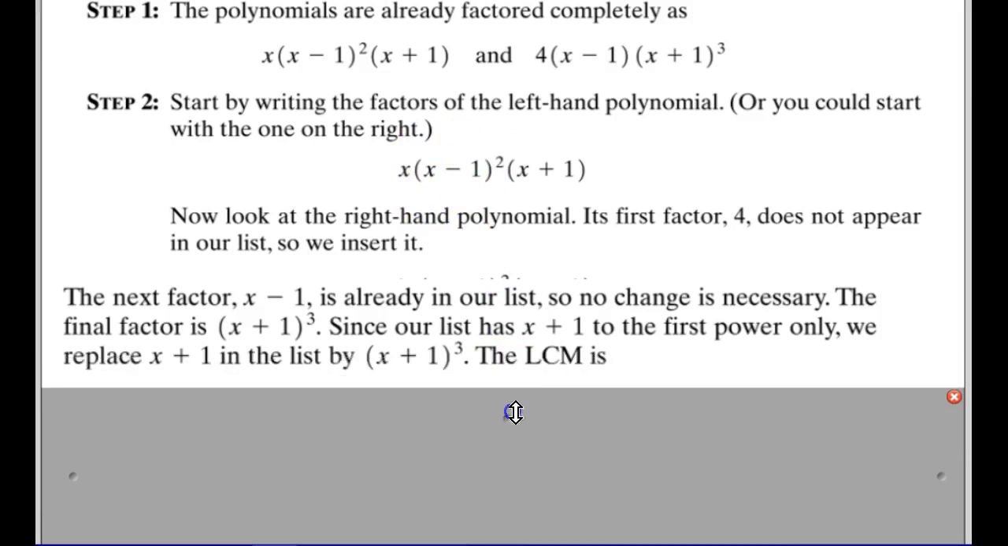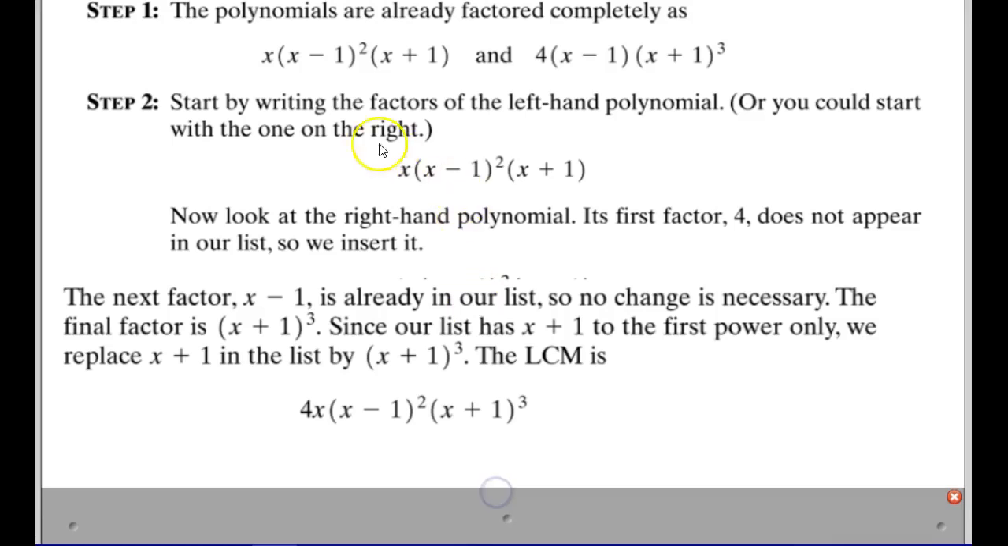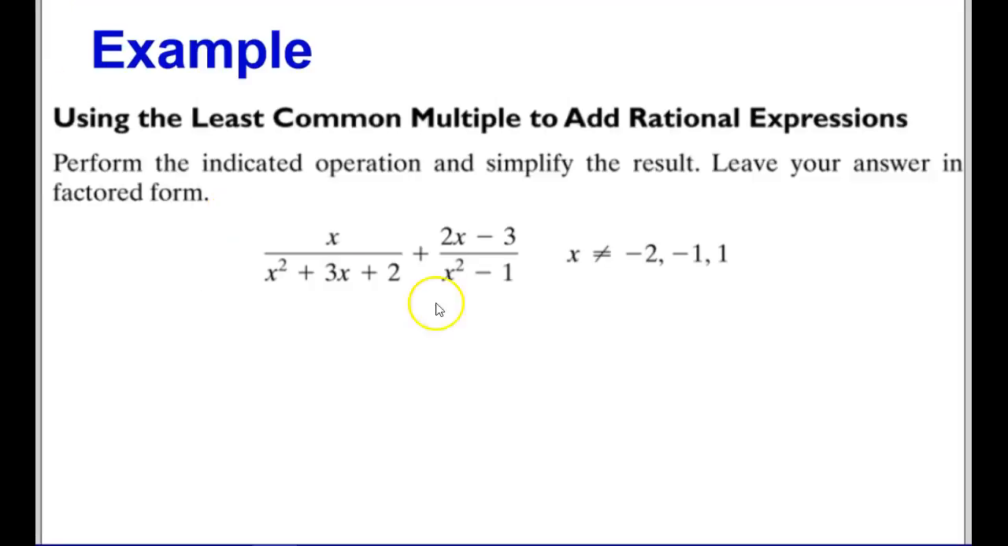Okay? So our third one, this x plus 1, I only have 1 here that I started with. But this tells me that I've got 3. So I have to add in 2 more to get everything that I'm missing. So I just changed that to a 3. So my final is, right, this 4x times x minus 1 squared times x plus 1 cubed. So I always factor everything first, then start with the left one and list everything, and then add in anything that we didn't already include.